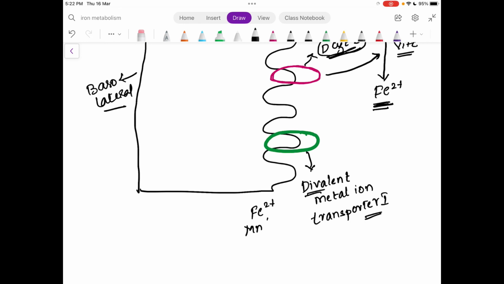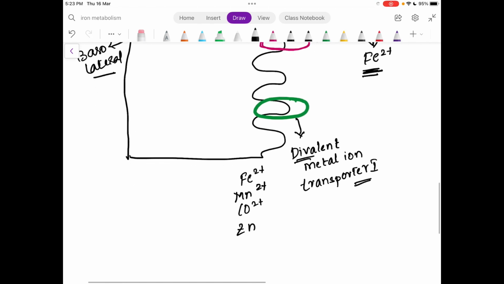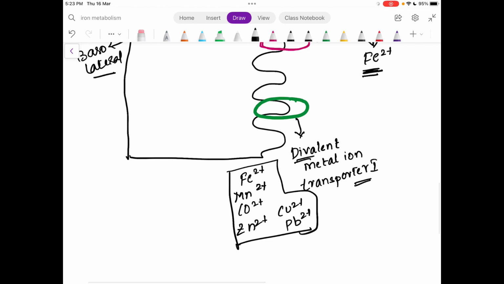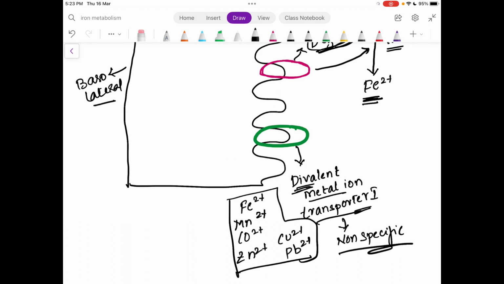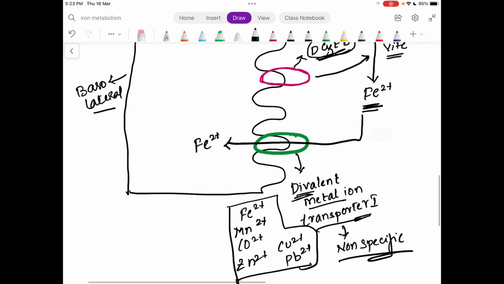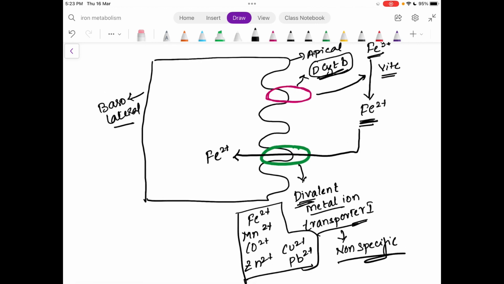They can transport manganese. They can transport cobalt. They can transport zinc. They can transport copper. They can transport lead. All these are divalent metal ions. So this divalent metal ion transporter is non-specific. Okay. Then this divalent metal ion transporter will transport iron into the intestinal cell.